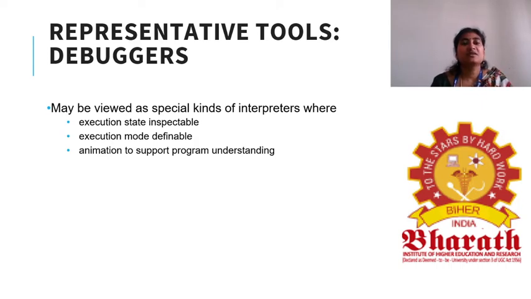If any difficulties are found with the software, it is needed to be checked by the developers, and appropriate changes are needed to be done to the coding in order to avoid such errors. So debugging is the process of identifying and fixing the error present in the software. So debuggers are tools which will make this debugging process an automated one. It may be viewed as special kinds of interpreters where execution state will be inspectable, execution mode will be definable, and it supports animation to support program understanding.